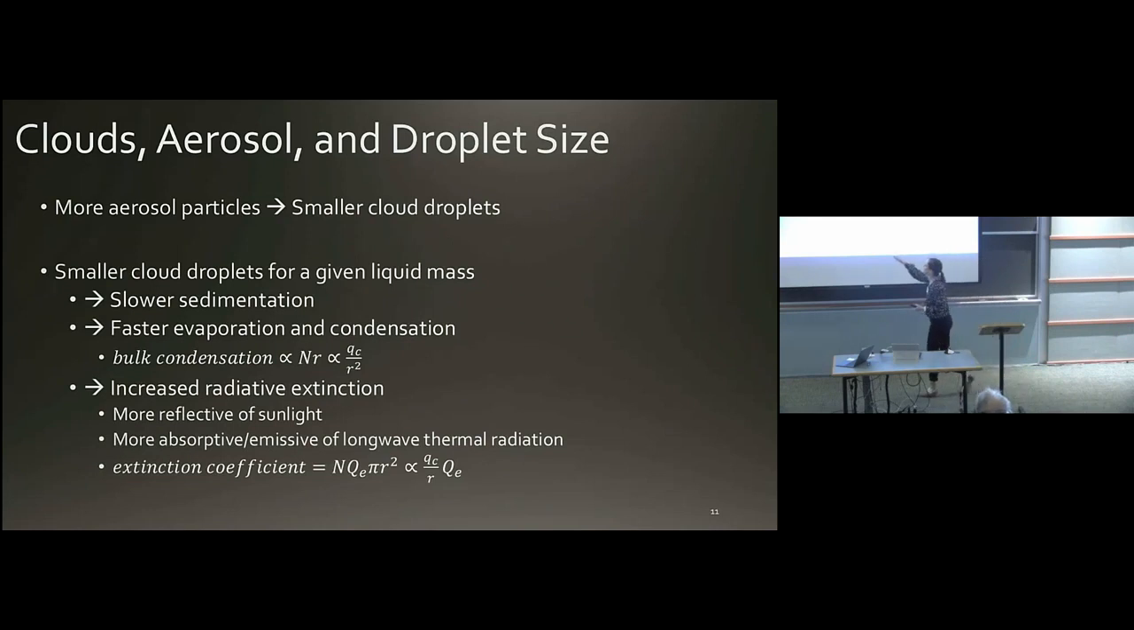We also get faster evaporation and condensation. That's just easy to understand by just going back to the bulk condensation equation. And we also have increased radiative extinction, meaning that with smaller droplets and the same amount of liquid water, we are reflecting more sunlight, but we're also more absorptive and emissive of long-wave thermal radiation. And this can be understood pretty simply by thinking about the extinction coefficient, and that extinction is generally proportional to surface area and the number of particles that you have.